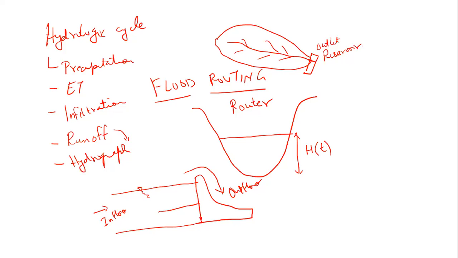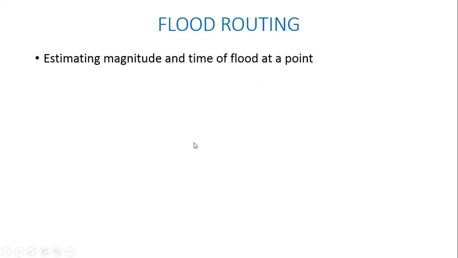All right, so I just wanted to give that kind of background before we get into it, because otherwise it's a little abstract. Okay, so let's get into it. Basically the objective is, if you are able to estimate the magnitude and time of flood at a point, the magnitude meaning the peak, and the time at which that flood happens, that is one of the objectives of flood routing.